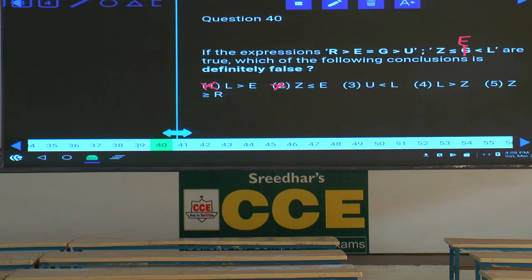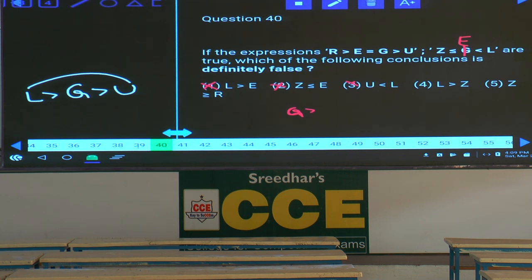Done with this? Then coming to the third, U lesser than L. U is here, L is here. Then what is the element which is common here? G is common. U lesser than L. Now, G is common between these two. G greater than U. And in the next one, G is lesser than L, that is L greater than G. Now, finally, L greater than U. L greater than U, U lesser than L is also true. Hence, it cannot be false.